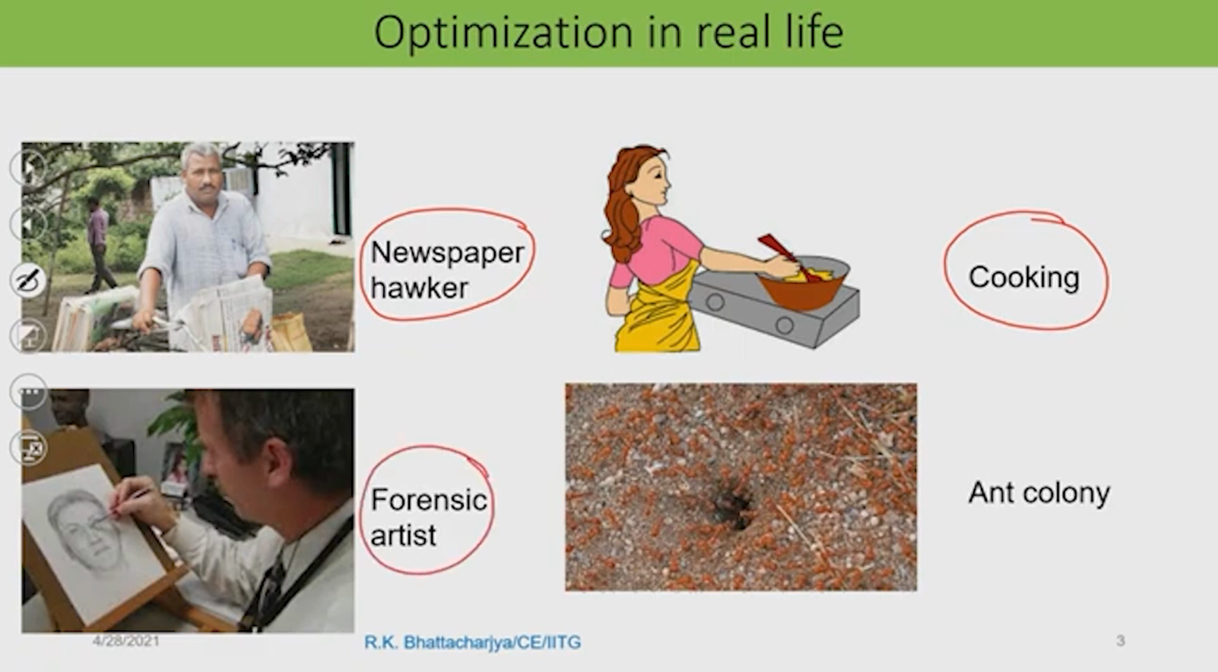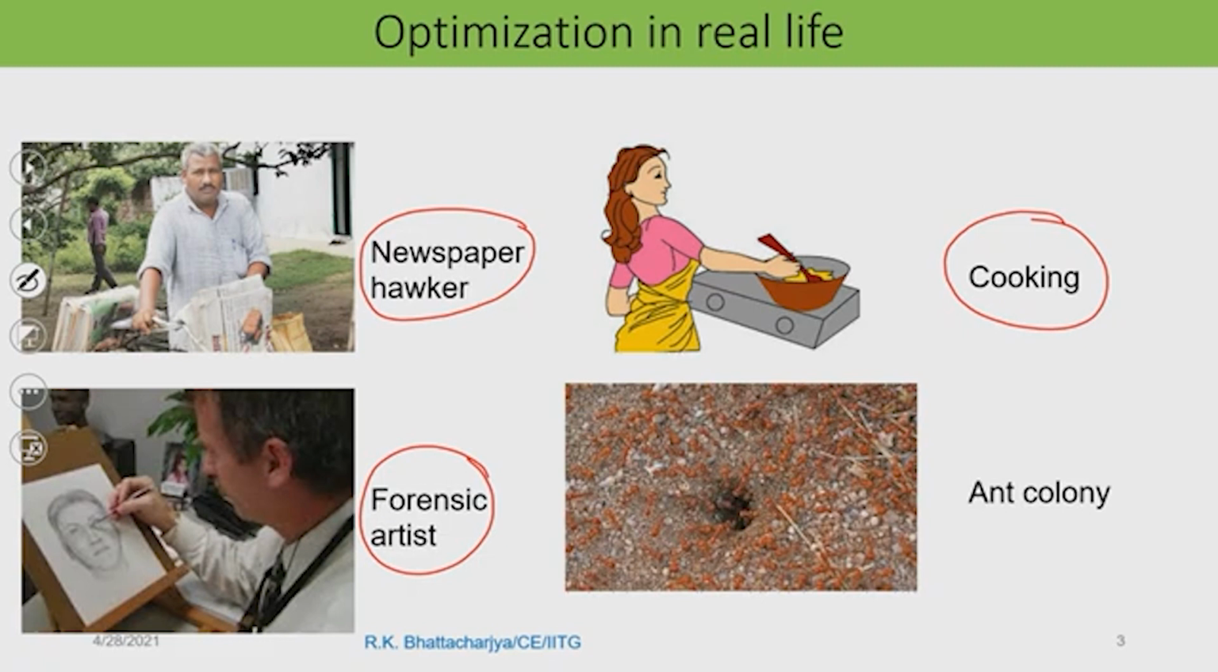Then the third example is a forensic artist. So, what is he doing, basically? He has the information from the eyewitness. The eyewitness will give a description of the criminal, and based on that he will first construct a face, and then take feedback from the eyewitness. Whether the nose is similar to the criminal's, the eyewitness will say no, it is something like that. Then he will modify it and make a second sketch, third one, fourth one, fifth one, like that.